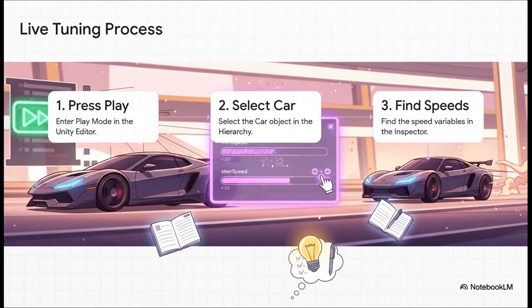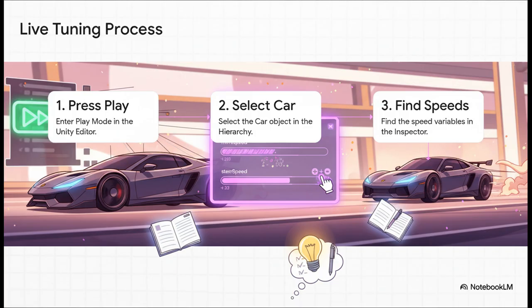And here's where the real fun begins, because we can do this live. This is one of the most powerful features in Unity. First, just press the play button at the top of the editor. Now, while the game is running, go find your car object in the hierarchy window on the left and just click on it. Then, look over to the inspector window on the right. You'll see your script component there with our public moveSpeed and steerSpeed variables. And here's the cool part.